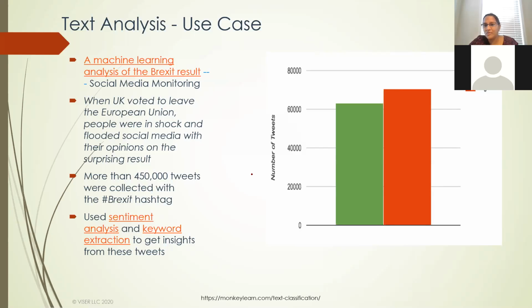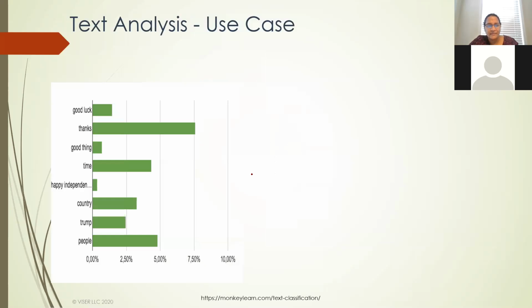As you can see, the more people were against it, and there is a high number of negative sentiments in those tweets. Then they analyzed the positive tweets and found these keywords, the top 10. For example, thanks: 7.5% of people gave thanks. So the result was seen as a good thing, celebrating the independence of the UK. These were some of the keywords which came out in the positive tweets.